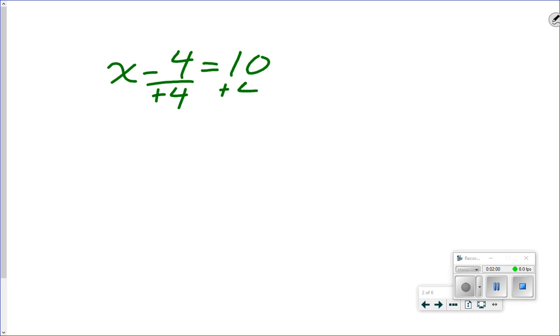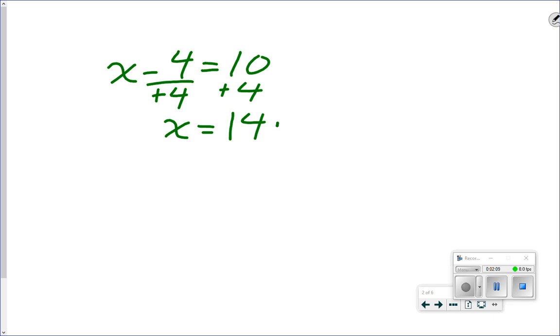Okay. In addition to adding, we can subtract. We can have x minus 4 equals some number. And to get x by itself, we need to get rid of this 4, and we can do that by adding 4 to both sides. And 10 plus 4 is 14, so x equals 14.